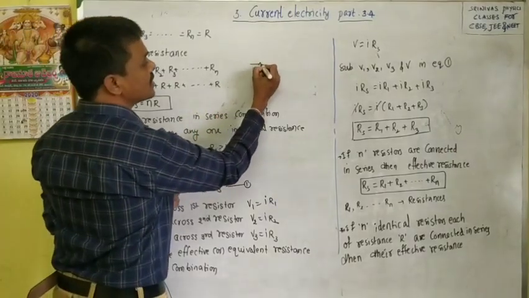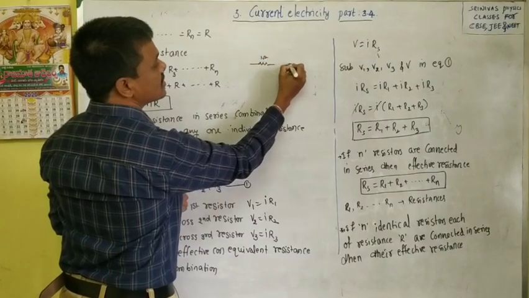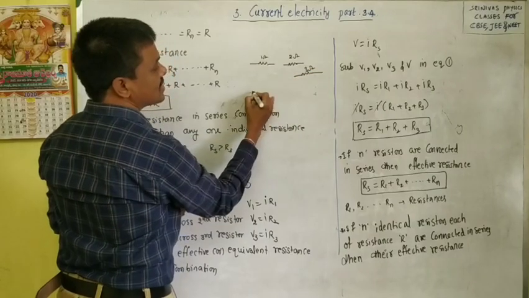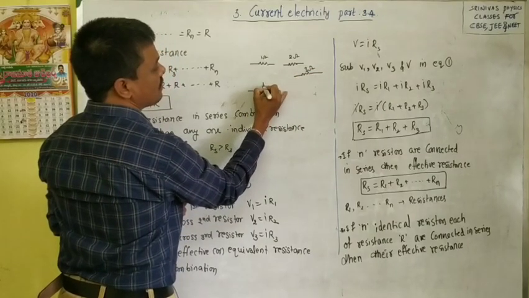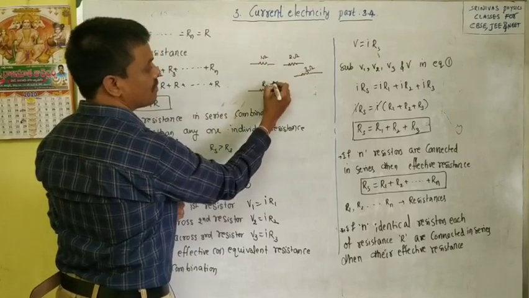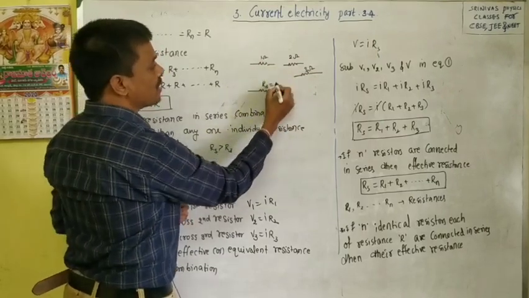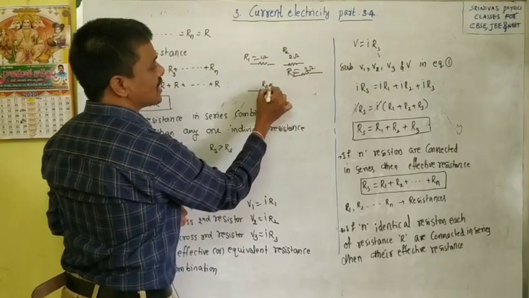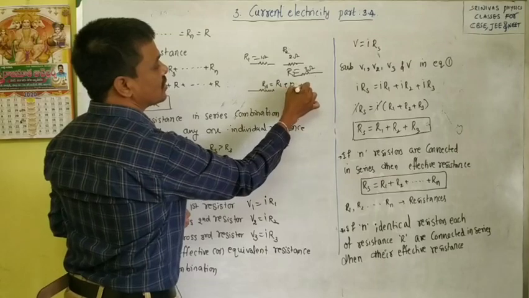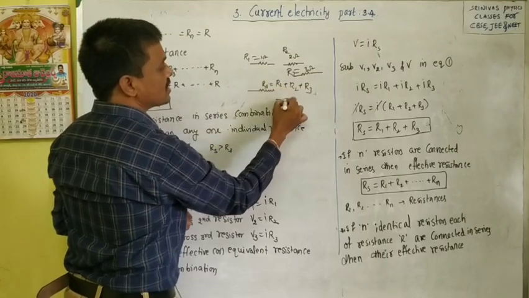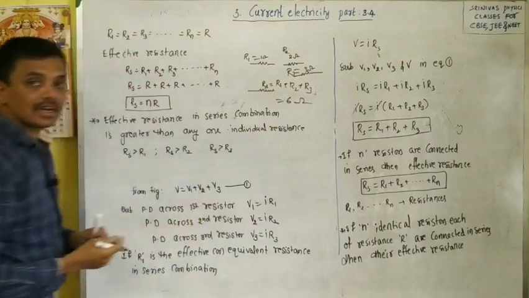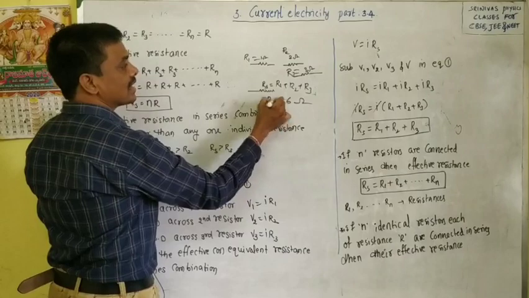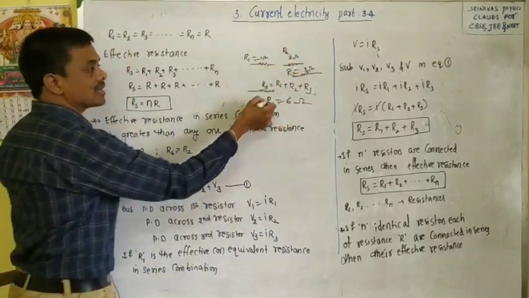For example, here you see this is 1 ohm, this is 2 ohm and this is 3 ohm. If these are connected in series like this, what is the effective resistance in series combination? We have to add them: R1 plus R2 plus R3, that is 1 plus 2 plus 3, 3 plus 3, 6 ohm we will get. Effective resistance we are getting is 6 ohm. This 6 is Rs. This Rs is greater than R1, Rs is greater than R2, Rs is greater than R3.